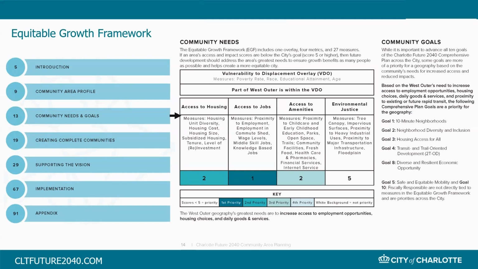The 10 comprehensive plan goals were linked to these four metrics, and if a metric scored less than 5, the associated goals were identified as priorities for the geography. Please note, all goals are important, but this prioritized list will help prioritize limited dollars and resources for this specific geography.